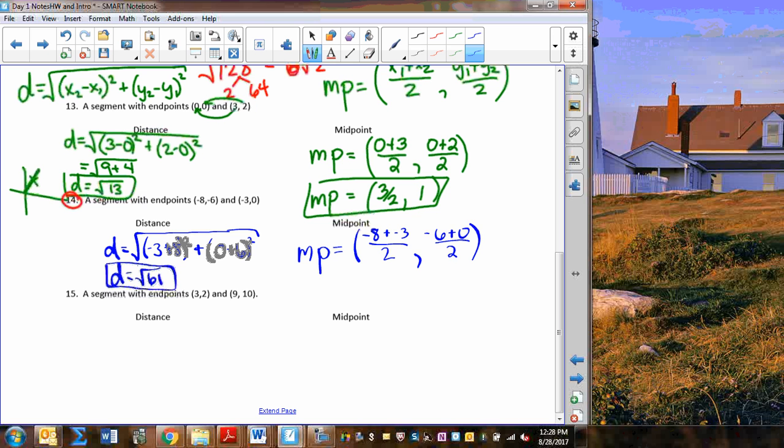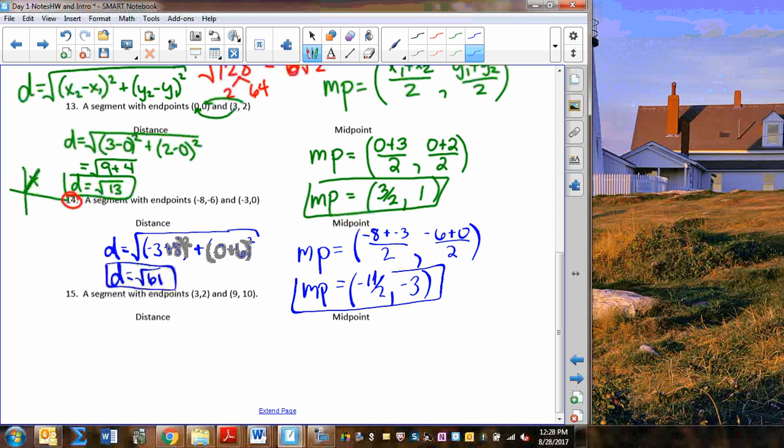Alright, and what do we get for our midpoint? Good, negative 11 halves and negative 3. Good. Alright, any questions on this?